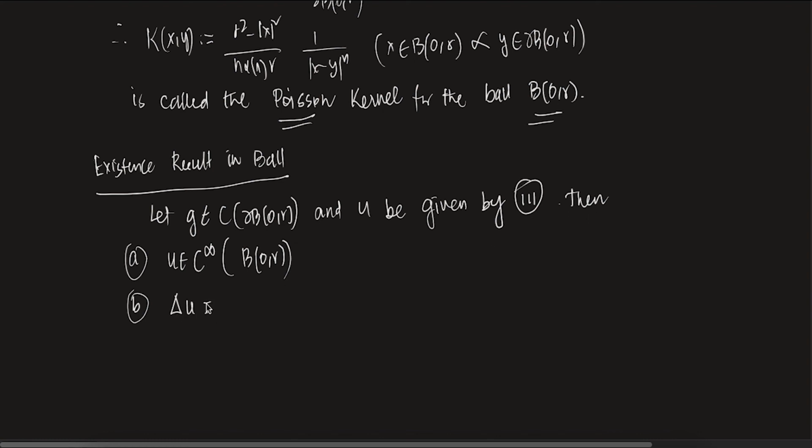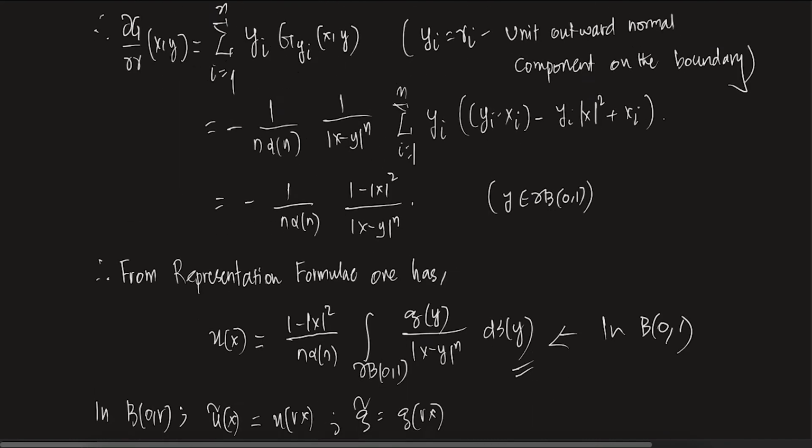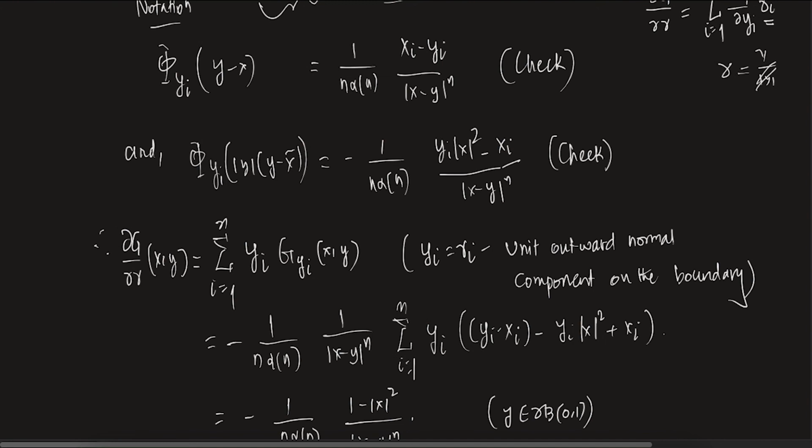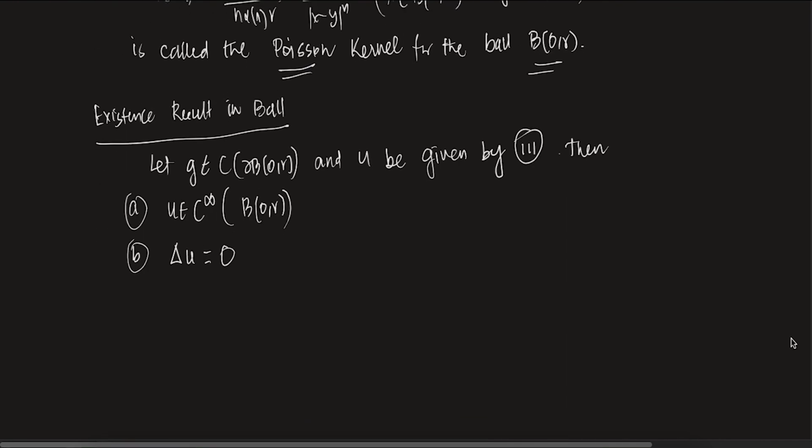Laplacian of u is equal to 0, because we started with Laplacian of u equals 0. See, we started by solving this problem: Laplacian u equals 0, with u equals g on the boundary. So what the theorem says is, you can show that u is infinitely differentiable, and Laplacian of u is 0 in B(0,R).